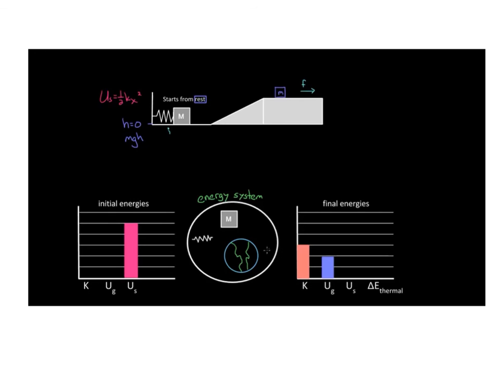Did anything external to our system do any work? If not, the total energy has got to stay the same. This 5 units has got to turn into 5 units over here. And if we assume that these surfaces are frictionless and that there was no air resistance or no loss in energy due to dissipative forces, there will be no external work done because everything's part of our system.